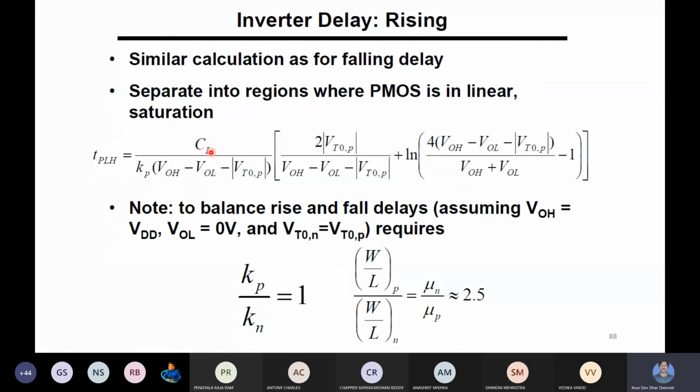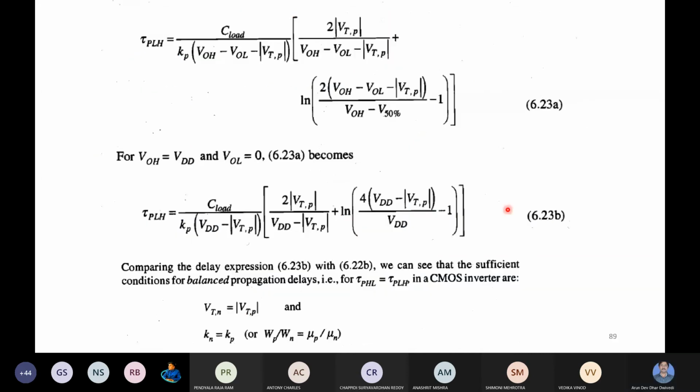If we do that, we get CL by KP (VOH minus VOL minus VT0P mod), and then 2 VT0P mod divided by (VOH minus VOL minus VT0P mod), then ln of 4 (VOH minus VOL minus VT0P mod) by (VOL plus VOH) minus 1. So these are the results, as explained here. If you are interested in more detail, TPLH is equal to C load over KP, this result. Since VOH is VDD, we can put VDD, and VOL we can put 0. So this is the simplified version.